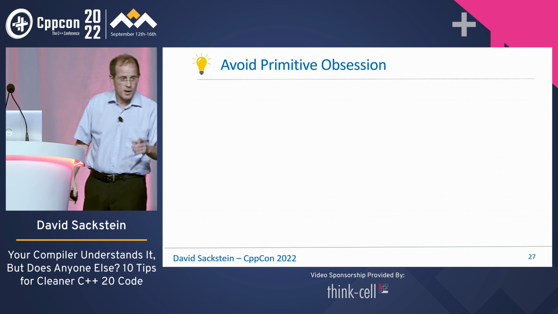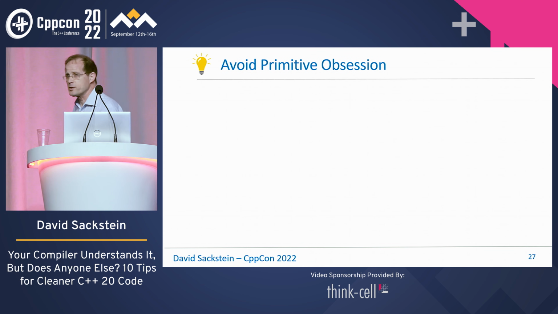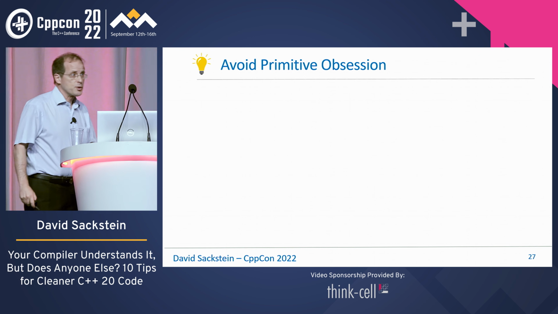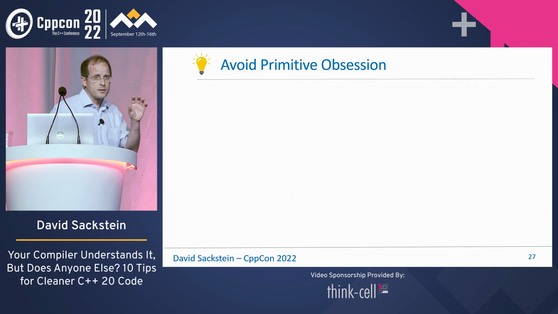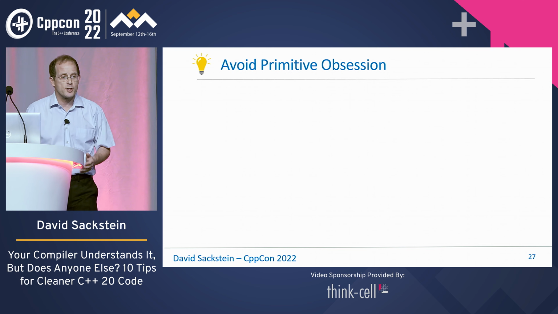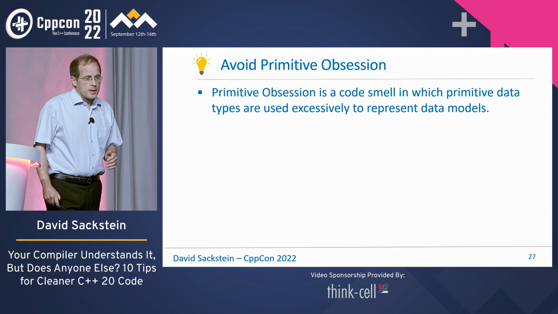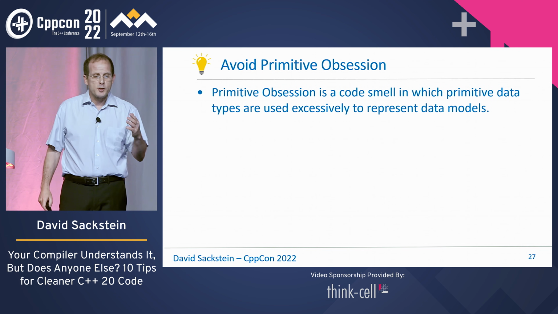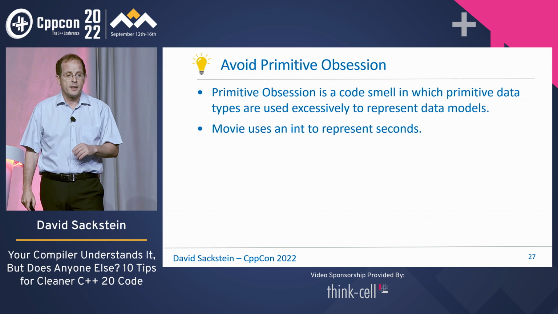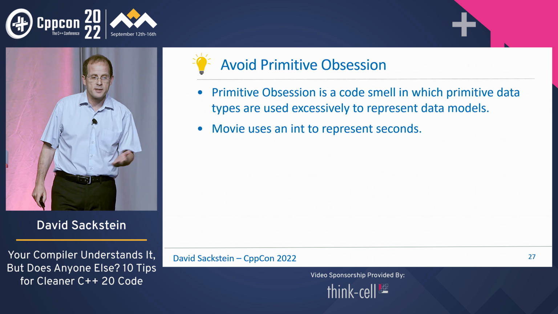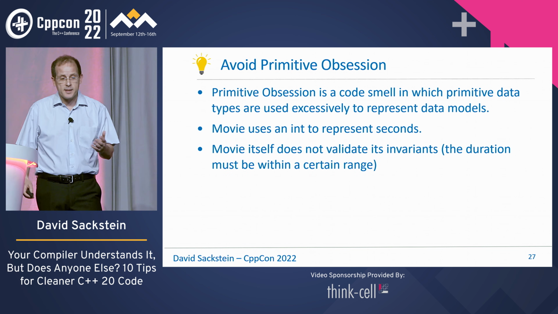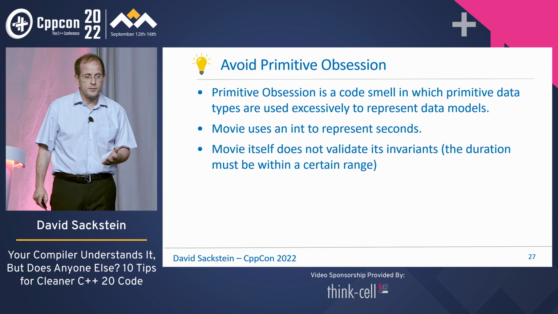Great. So, even if you're using seconds from the library, you're still not validating that those seconds are not negative, or that there are not too many seconds in the duration of a file. Primitive obsession is a code smell in which primitive data types are used excessively to represent data models. In our case, we're using an int to represent seconds. Movie itself does not validate its invariants, so the duration could be any value.